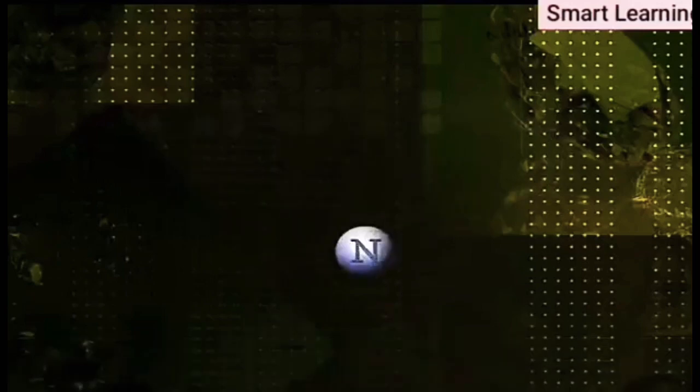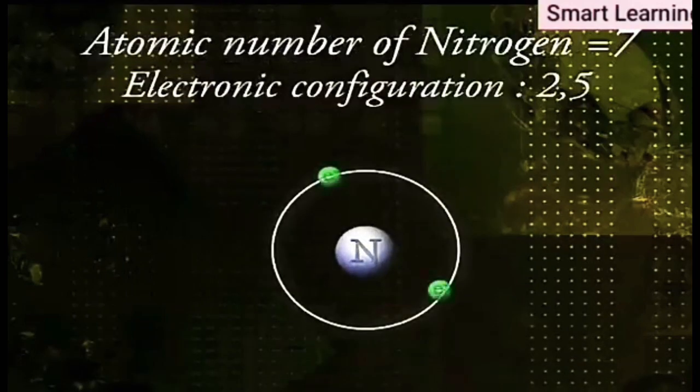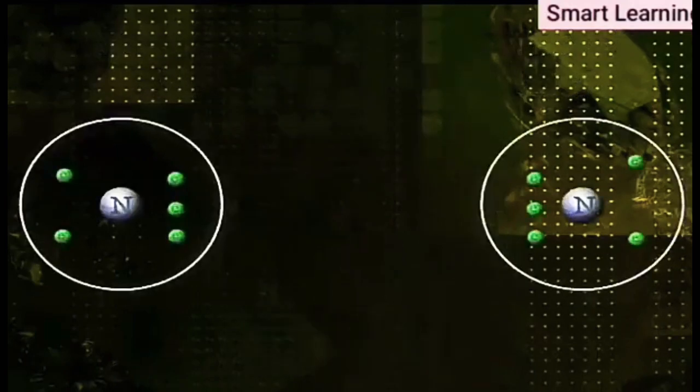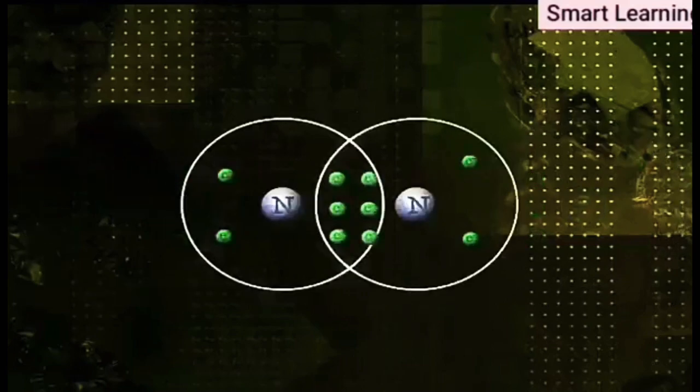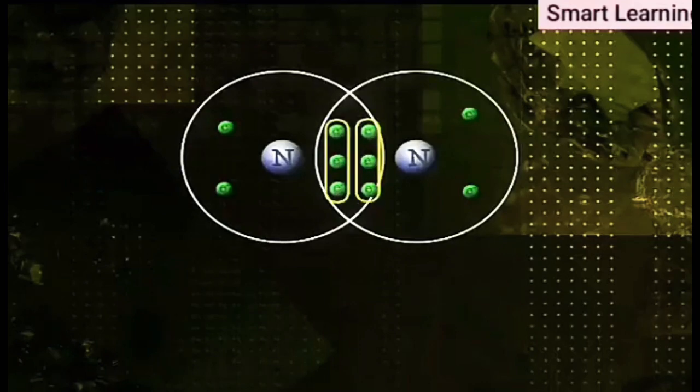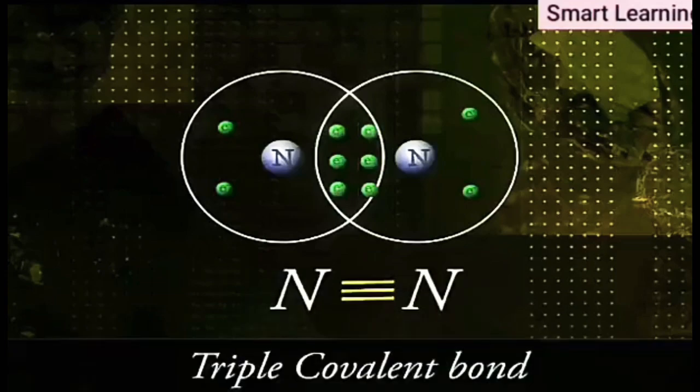Similarly, nitrogen has 5 valence electrons in its outermost shell. In order to attain octet, each nitrogen atom in a molecule of nitrogen contributes 3 electrons, giving rise to 3 shared pair of electrons, forming triple covalent bond.